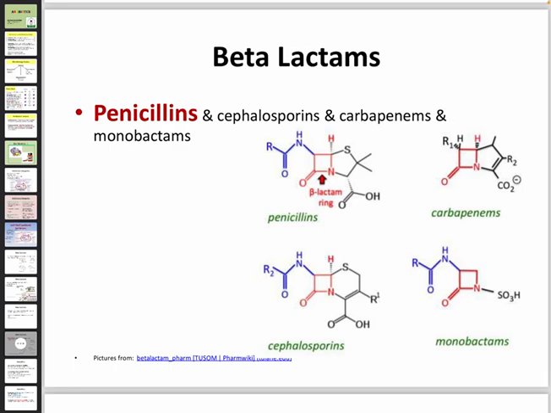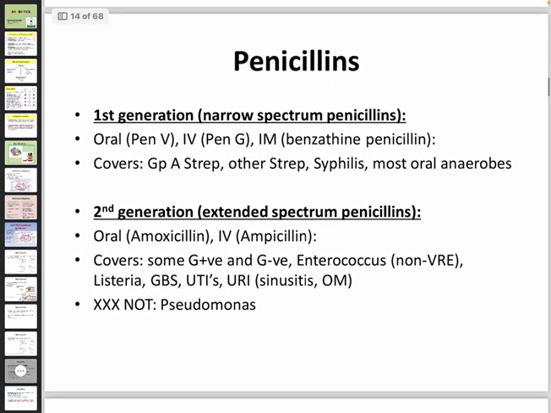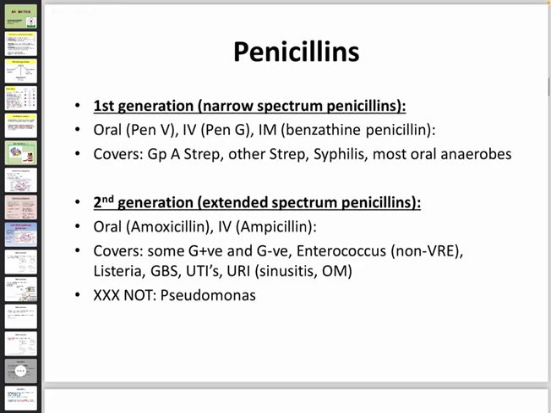Okay. Now, moving to the more extended second generation penicillins, we call them the aminopenicillins, and this includes amoxicillin and IV ampicillin. They have gram-positive and gram-negative coverage. They cover enterococci, but non-vancomycin resistant enterococci. They cover Listeria, and they cover group B strep.